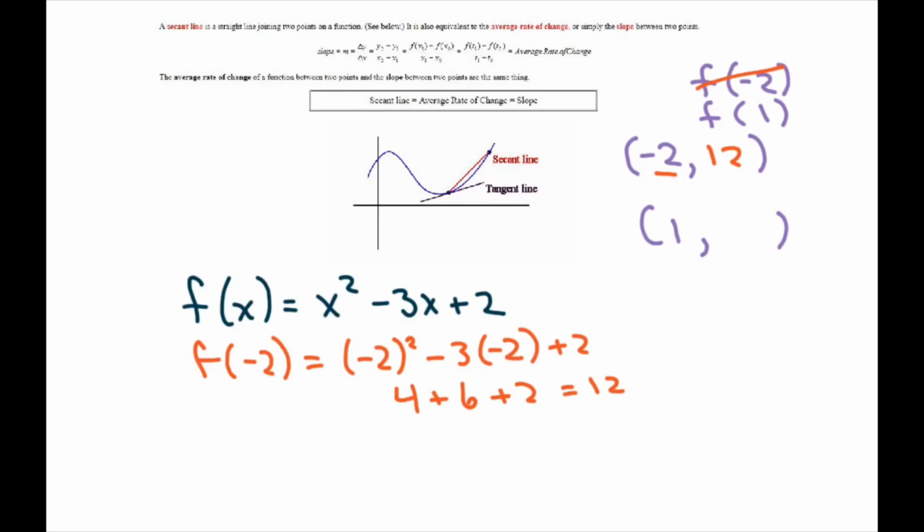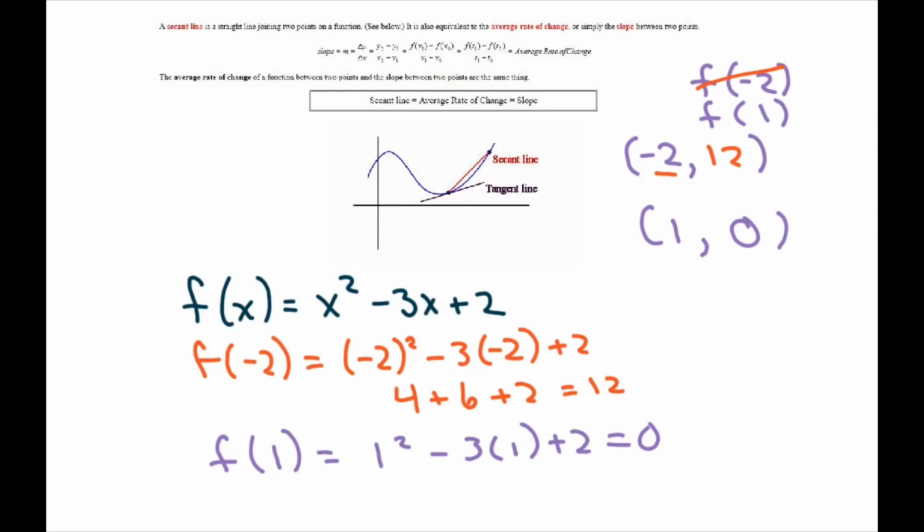And now let's plug in 1. So f of 1 is 1 squared minus 3 times 1 plus 2. And this is 3 minus 3. 3 take away 3 is 0. So those are your 2 points, and we want to find the average rate of change.